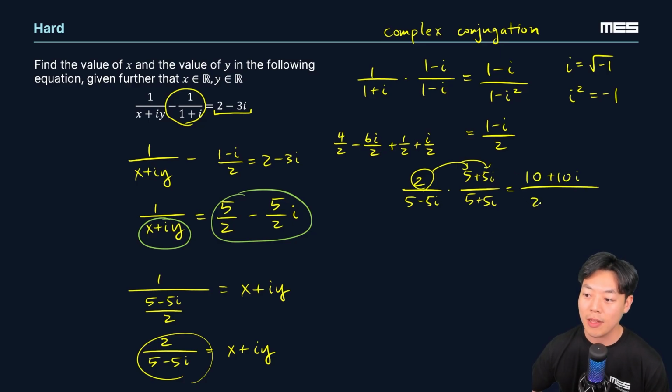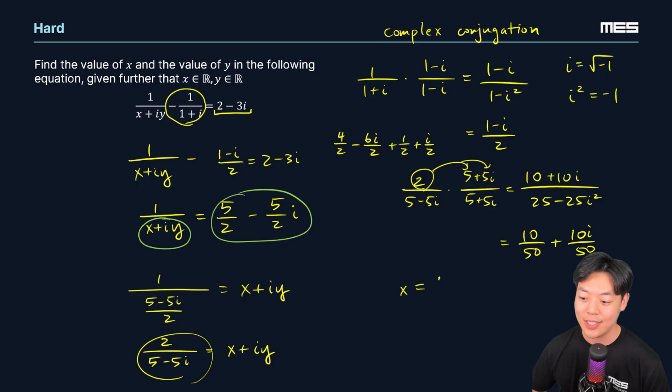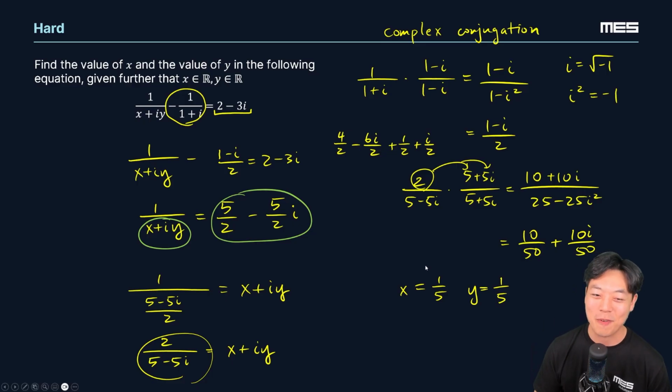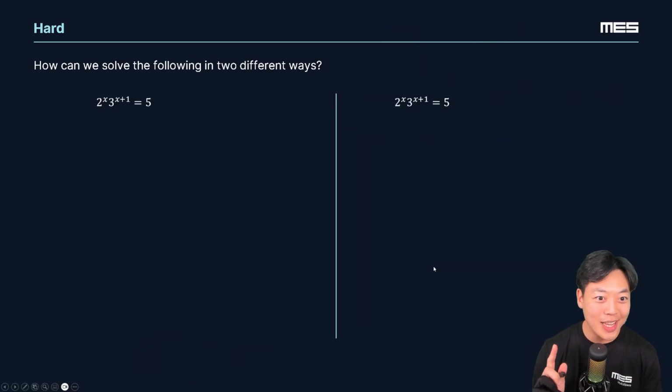And on the bottom, I'll have 25 minus 25i squared. Now, i squared, again, is negative 1. So that means this becomes a positive 25. 25 plus 25 is 50. So I have 10 over 50 plus 10i over 50. So I found that x is equal to 1 over 5, and y is also equal to 1 over 5. Very neat problem here. Let's go over one more hard level problem.